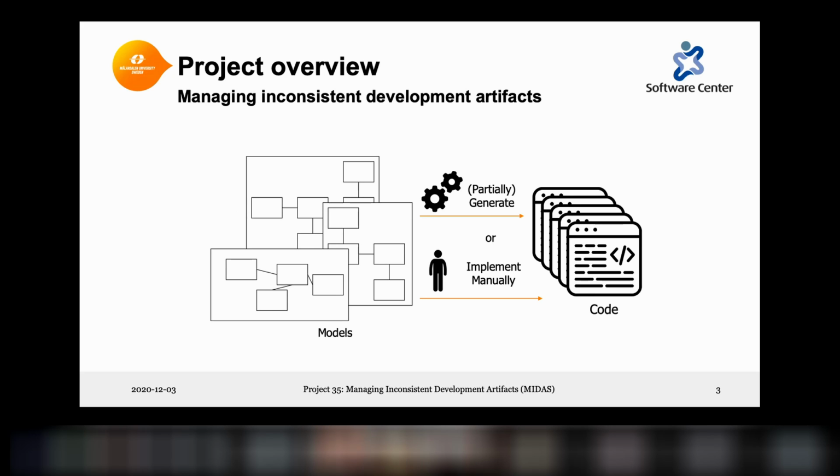Let's start by explaining the title a bit better. We are talking about managing inconsistent development artifacts, and to be a bit less generic than "artifacts", let's look at two examples: software or system models and implementation. So this is software code, or software models from which code is then generated. In software engineering we can have this partial or automatic generation of code from these models, or the code is implemented manually.